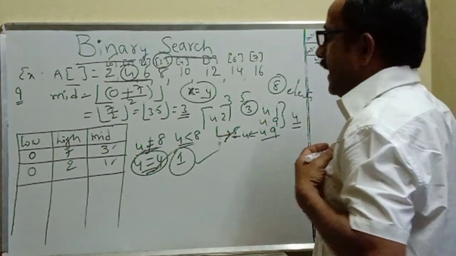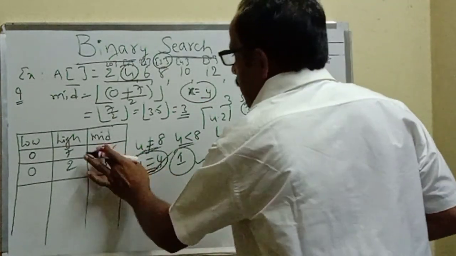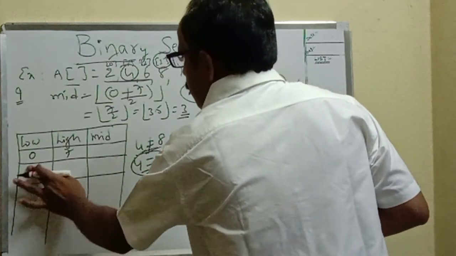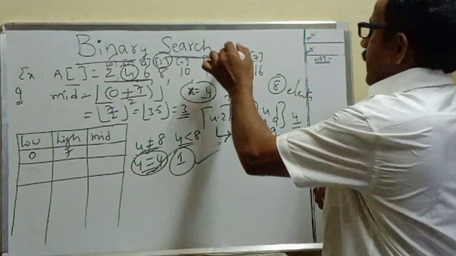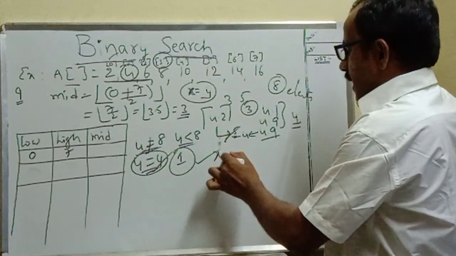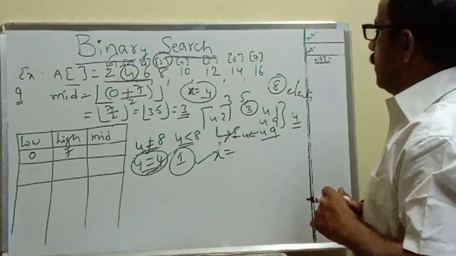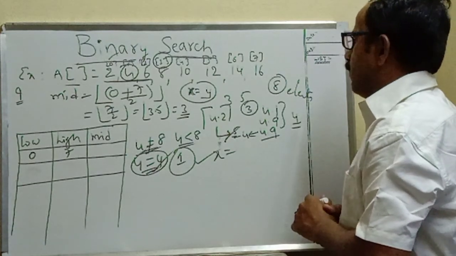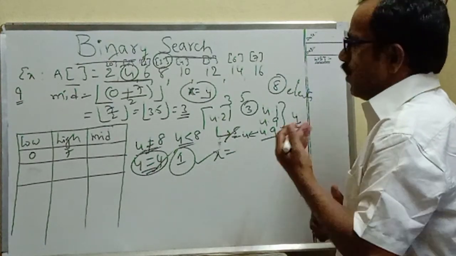Suppose I take any other element which is not present in the list. Now for unsuccessful search, suppose x is equal to a number which is not present in the list, any number between 12 and 14, or 14 and 16, or above 16 you can take.